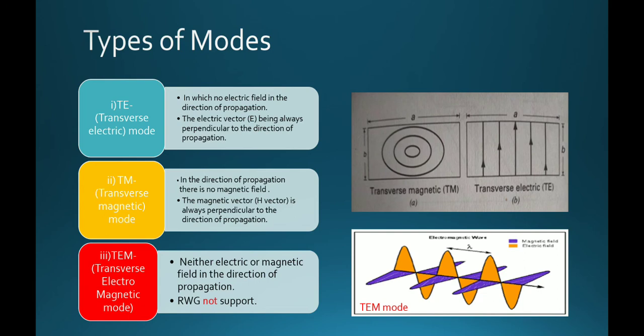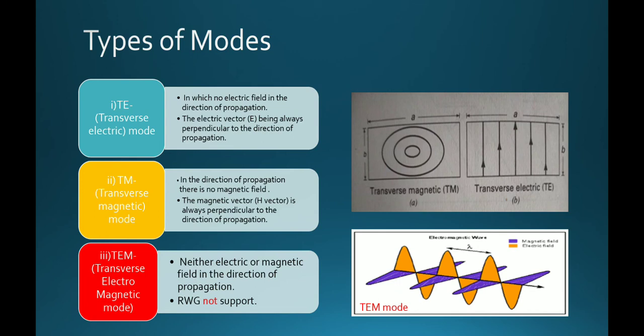So what are the types of modes? First, TE, that is transverse electric mode, also known as H mode, magnetic mode by Europeans. This is the mode in which there is no electric field in the direction of propagation, but the electric field vectors always remain perpendicular to the direction of propagation.